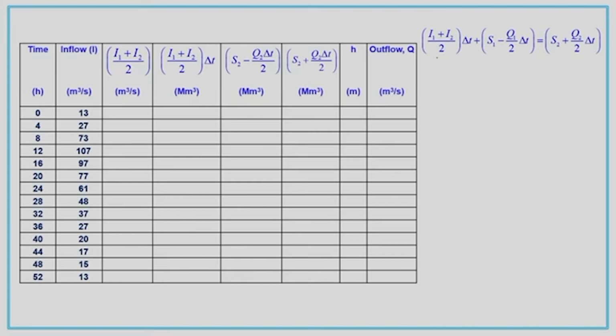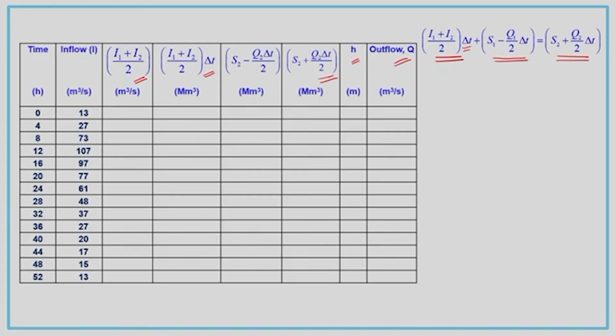In the equation we are having I1 plus I2 by 2, delta t we have already assumed, and S1 minus Q1 by 2 delta t and S2 plus Q2 by 2 delta t. So, incorporating these terms we have made different columns. I1 plus I2 by 2 we will be calculating, but our term is I1 plus I2 by 2 delta t, and the second known term is S2 minus Q delta t by 2, and the unknown is S2 plus Q2 delta t by 2. Elevation H and outflow Q corresponding to the initial condition we will be taking from the given data.